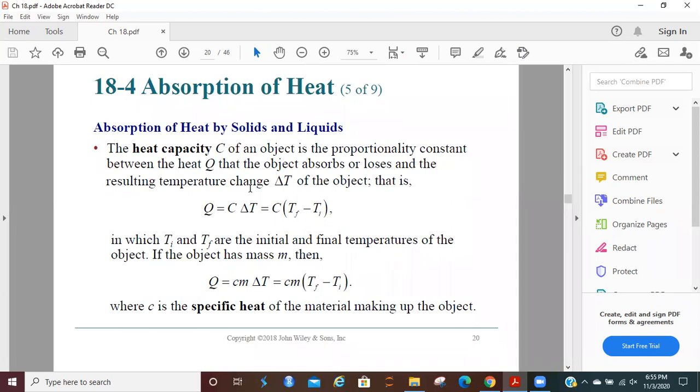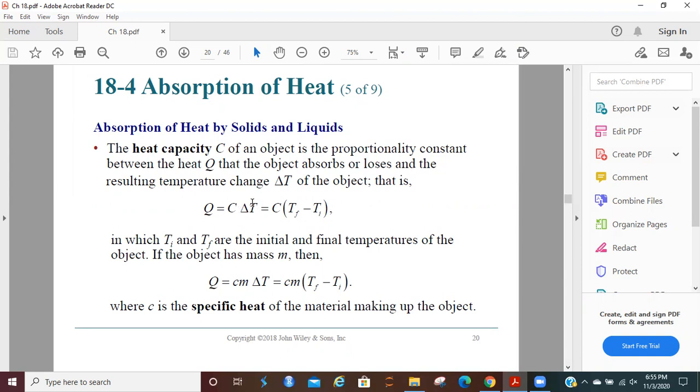So, absorption of heat by solids and liquids. The heat capacity of an object, and that's going to be represented with capital C, is the proportionality constant between the heat that the object absorbs or loses and the resulting temperature change of the object. So this is the amount of heat gained or lost. This is going to be the change in temperature. If you divide both sides here by delta T, then the heat over the change in temperature is going to be your heat capacity. Obviously, the more heat that you can contain, the greater your heat capacity.